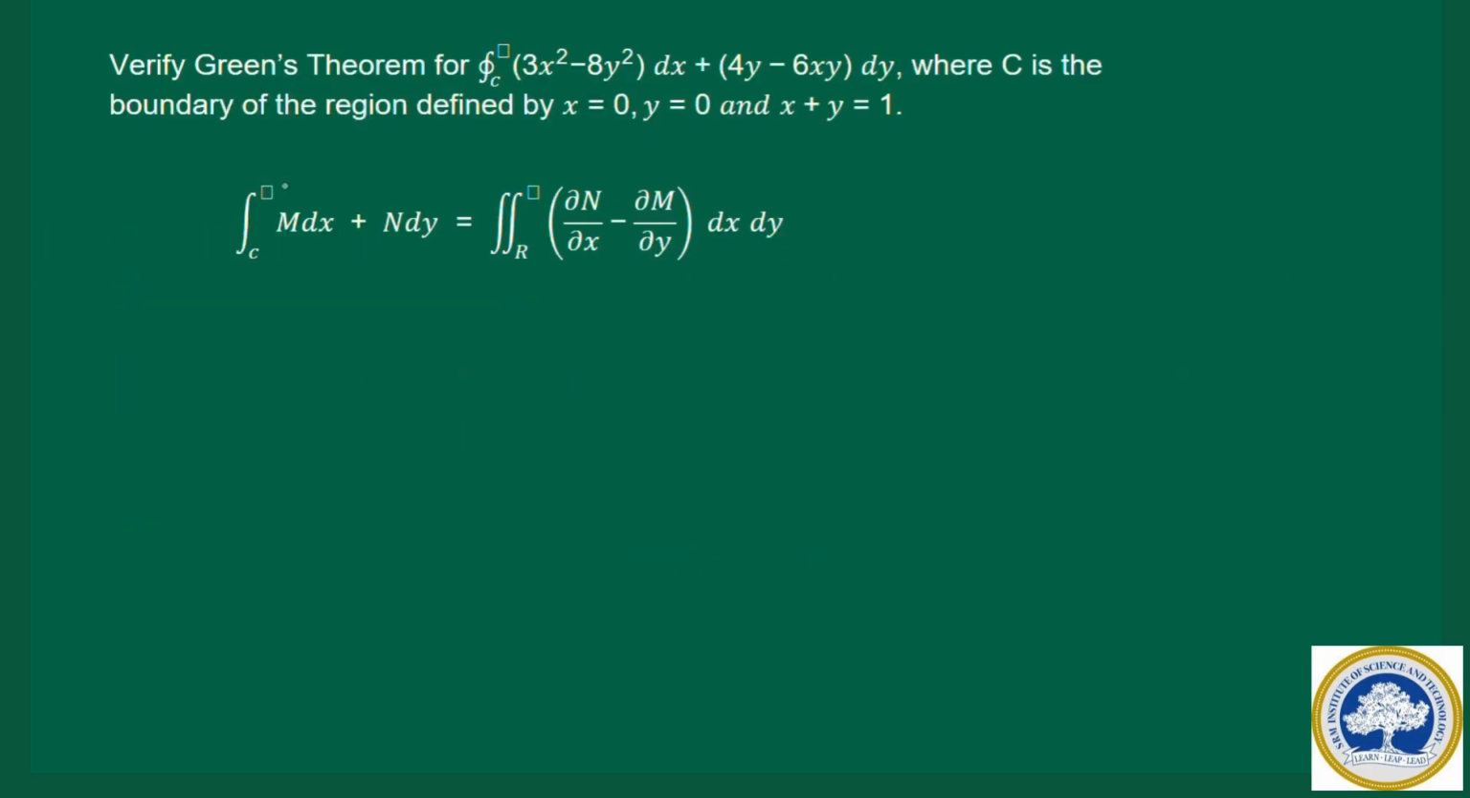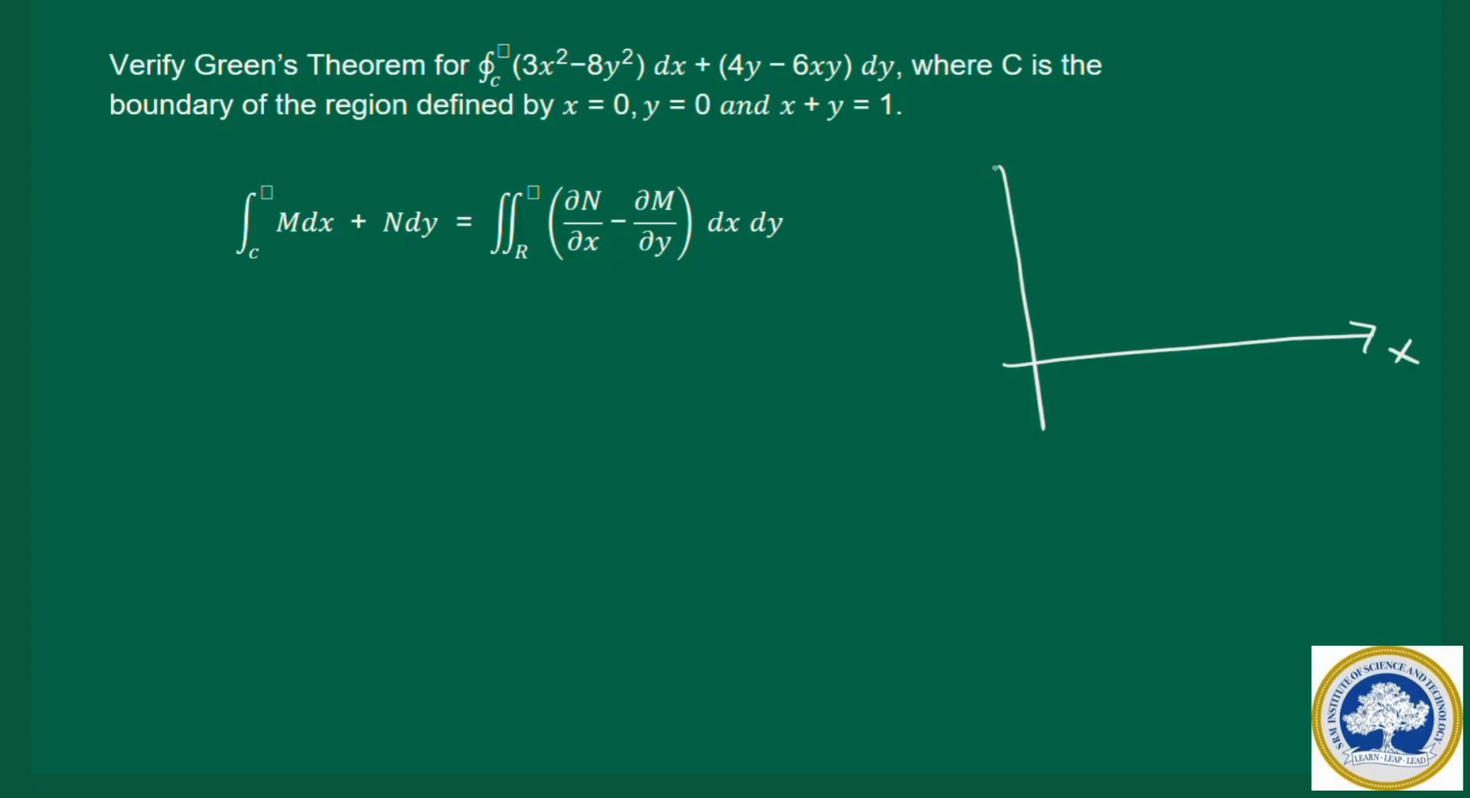The problem is: verify Green's theorem for the integral over C of (3x square minus 8y square) dx plus (4y minus 6xy) dy, where C is the boundary of the region defined by x equal to 0, y equal to 0 and x plus y equal to 1. Now let us consider the region first. How to consider the region? First we have to draw these three straight lines.